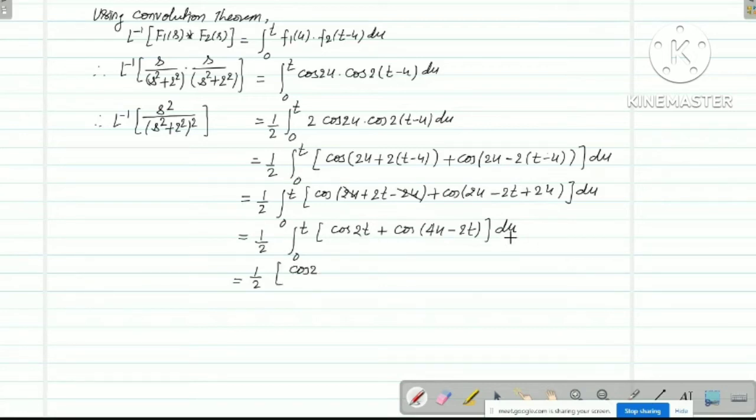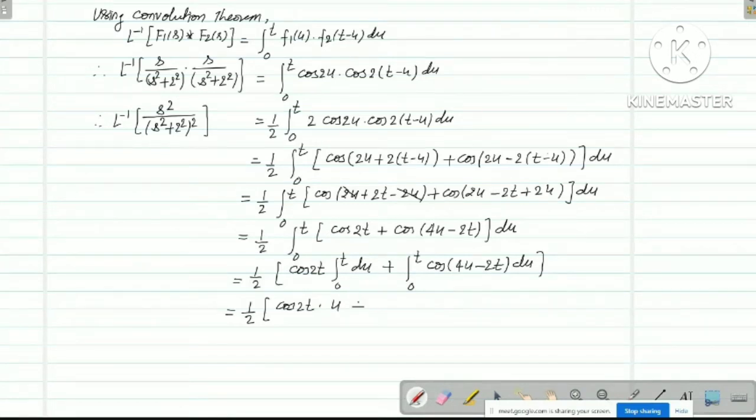We are integrating with respect to u. So cos 2t is a constant, so we take it outside. So integration of limit 0 to t and du, okay, and plus integration of limit 0 to t cos 4u minus 2t and du. Now close the bracket. So this equal to 1 by 2 open the bracket, cos 2t into u. Okay, I'm not providing limit now, just integrate this first.